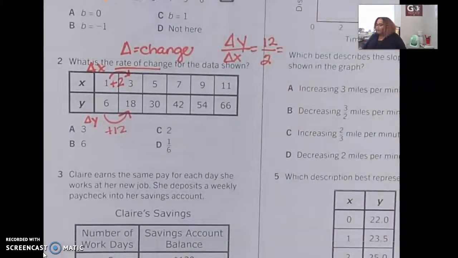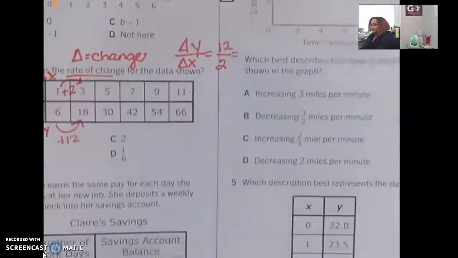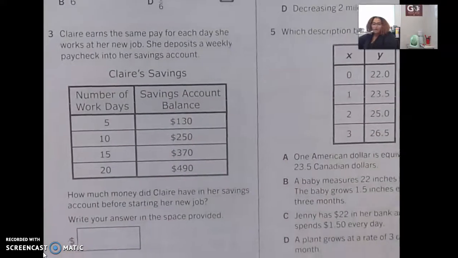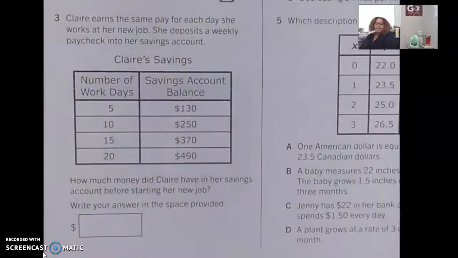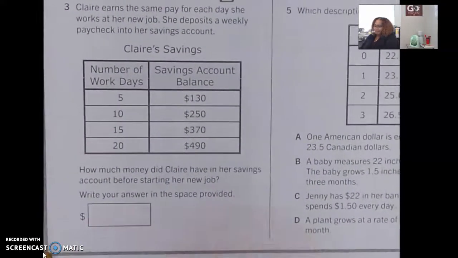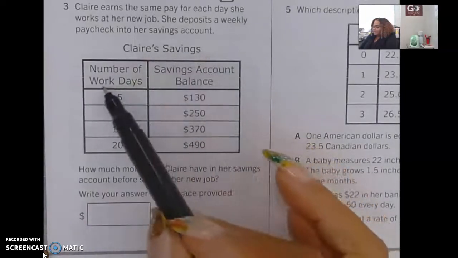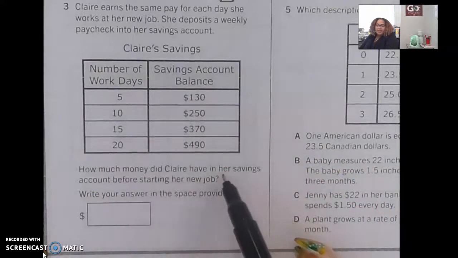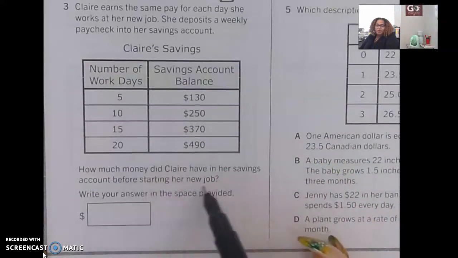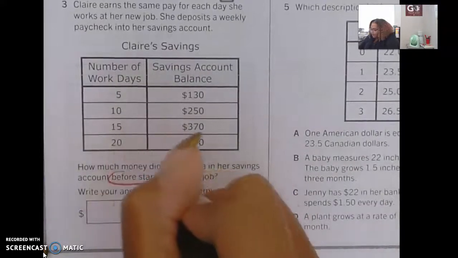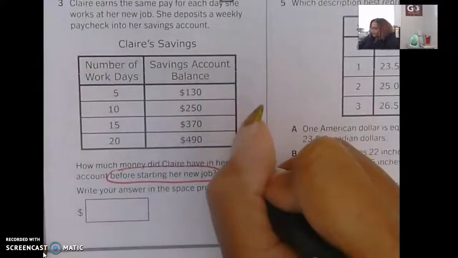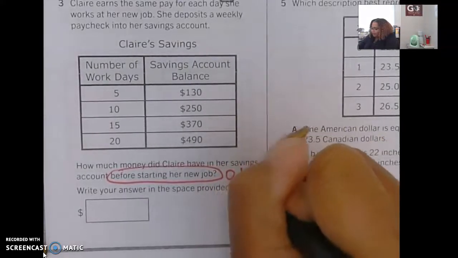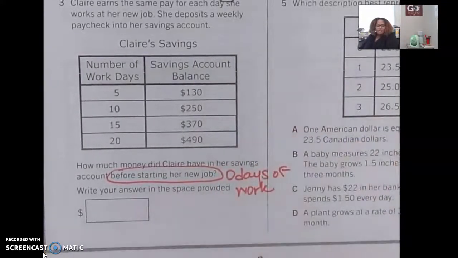All right, number 3, it says Claire earns the same pay for each day she works at her new job. She deposits a weekly paycheck into her savings account. So this says Claire's savings per the number of days that she works and then her balance. How much money did Claire have in her savings account before starting her new job? So before starting her new job, she worked 0 days. So 0 days of work. Write your answer in the space provided.